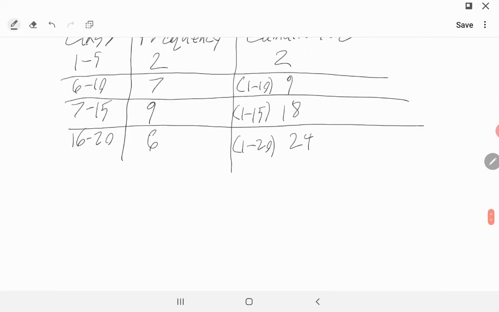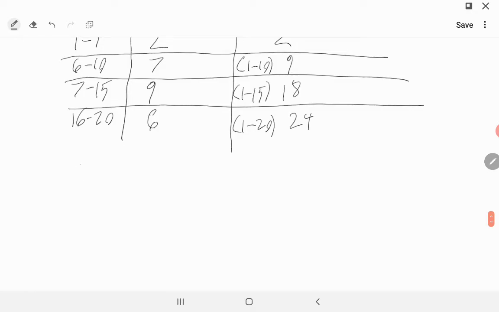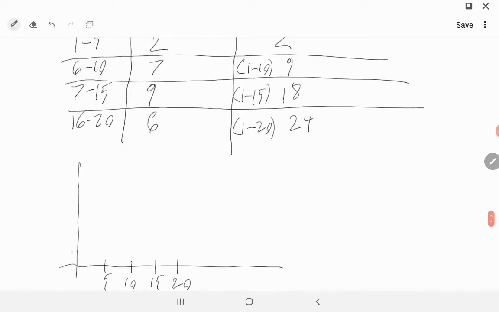And so on a graph, we notice that it's clearly going to go up. So if we make a frequency polygon, we have to go from 5, 10, 15, 20, as we've been doing so far. And then we need to get up to 24 now. So 2, 4, 6, 8, 10, 12, 14, 16, 18, 20, 22, 24.